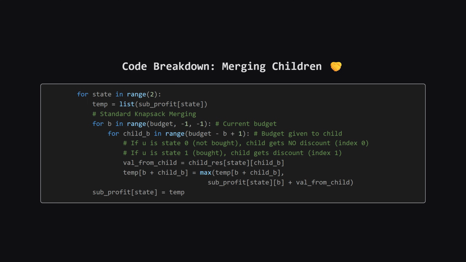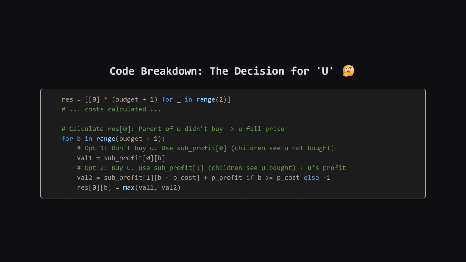This is the heavy lifting. As we loop through each child, we need to merge their results into our current total. This is exactly like adding an item group to a knapsack. We iterate through our current budget and try allocating every possible amount to the new child. Notice we check state. If state is 0, it means U isn't bought, so the child looks up their own profit table at index 0, no discount. If state is 1, the child looks up index 1, discount active. We take the maximum sum we can find. Finally, once we've combined all the children, we decide for employee U themselves.